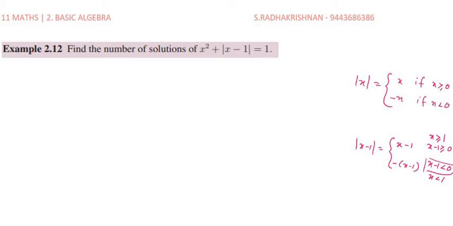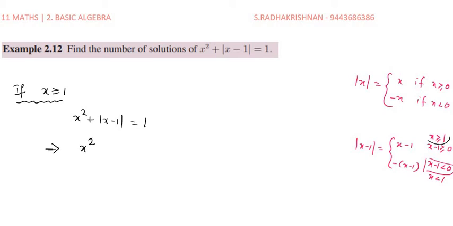Now see here. Now we have 2 cases: when x is greater than or equal to 1, that is one case, and when x is less than or equal to 1. There are two cases, and we have to sum them up. First case: if x minus 1 is greater than 0, or x is greater than or equal to 1. Case number 1: if x is greater than 1, x square plus modulus of x minus 1 equal to 1. We take this. Now we first have to remove the modulus sign, only then can we solve.